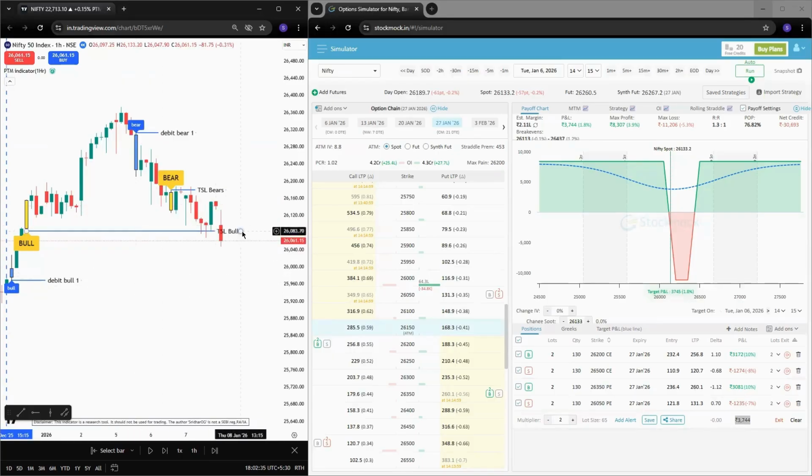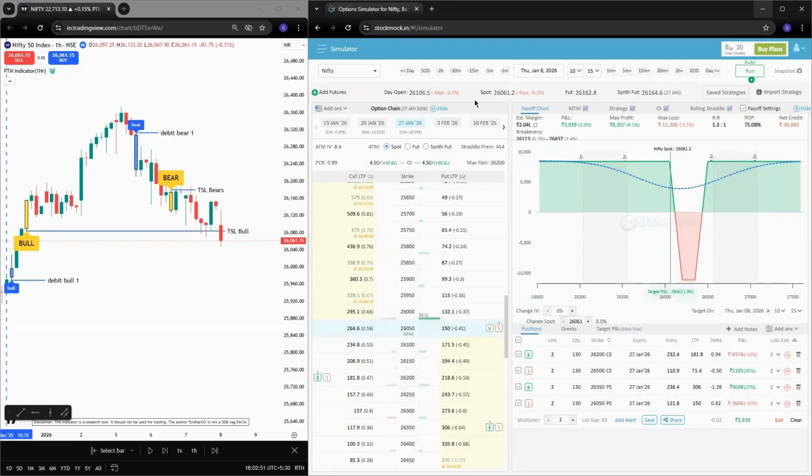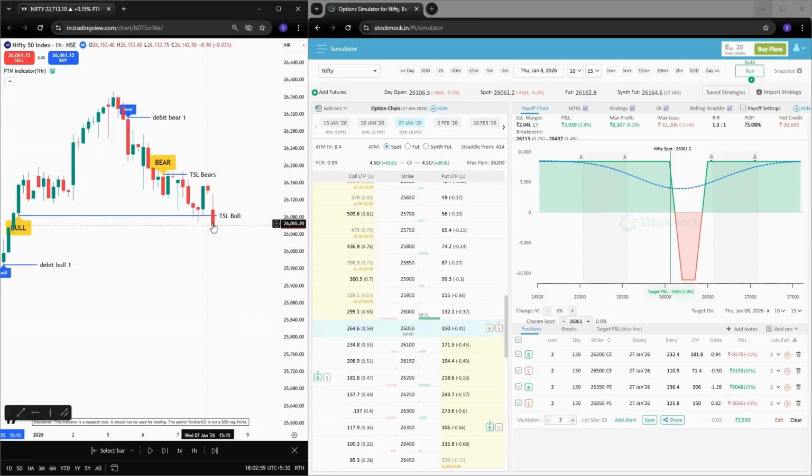Now it has broken. When is this date? This is 8th of Jan 9:15 a.m. So 8th of Jan is nothing but my 9:15 a.m. The 9:15 candle means it will close at 10:15. So at 10:15 I am here in the simulator. 8th of Jan, one candle has broken below the trailing stop loss of bulls.